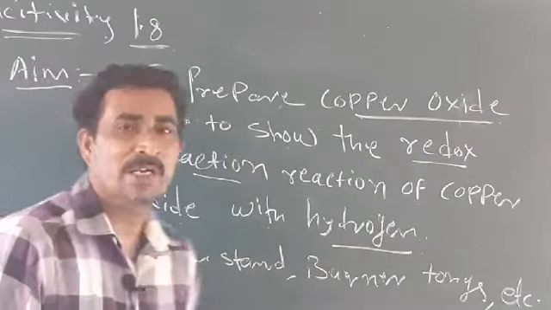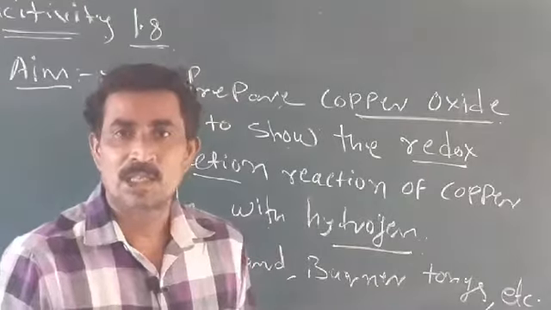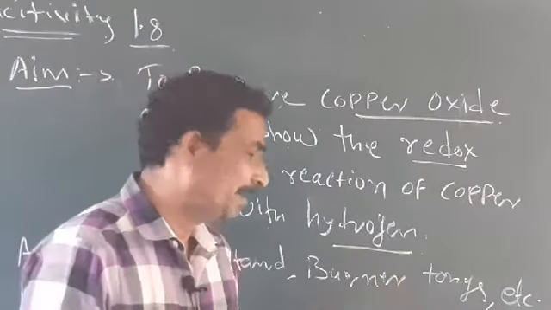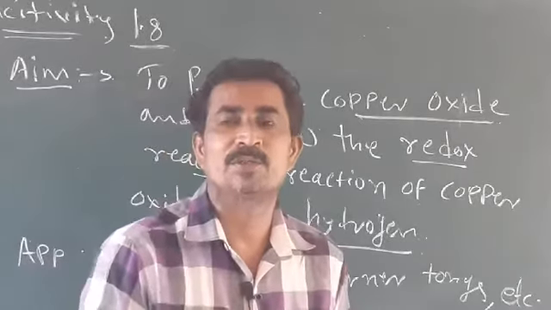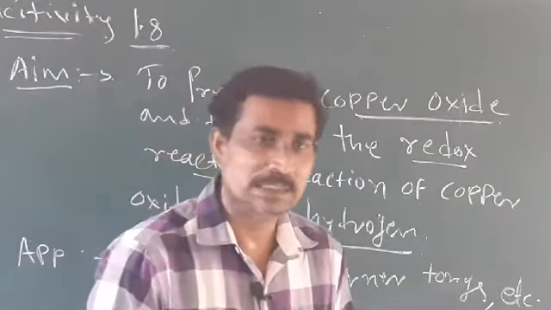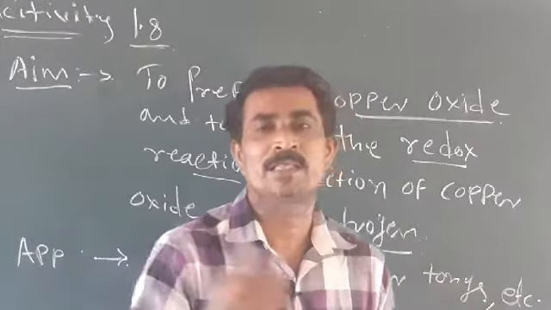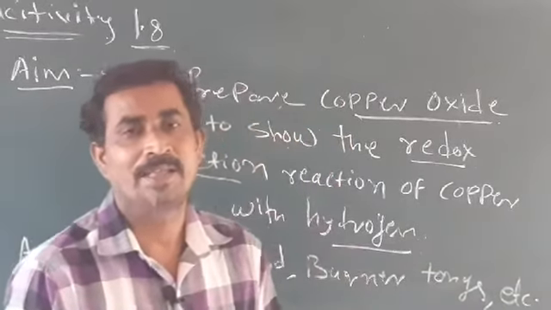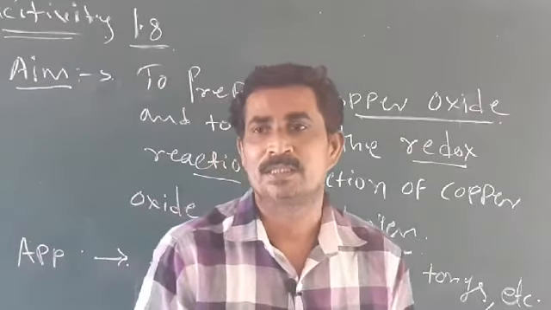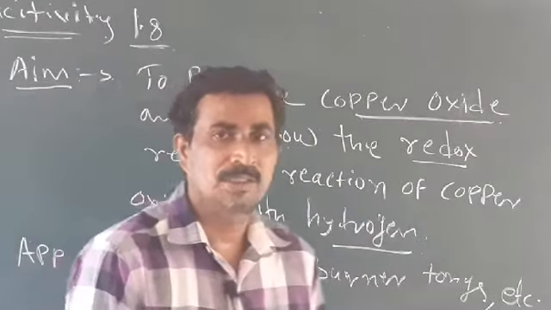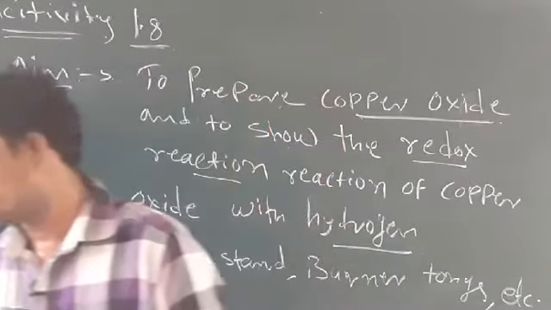For this purpose the apparatus needed are a tripod iron stand, a cork, a burner, a watch glass and a boiling tube. These materials are necessary for this activity. I will explain the diagram with the procedure, then the observation, and last the conclusion. Sir, now I am going to draw the diagram.